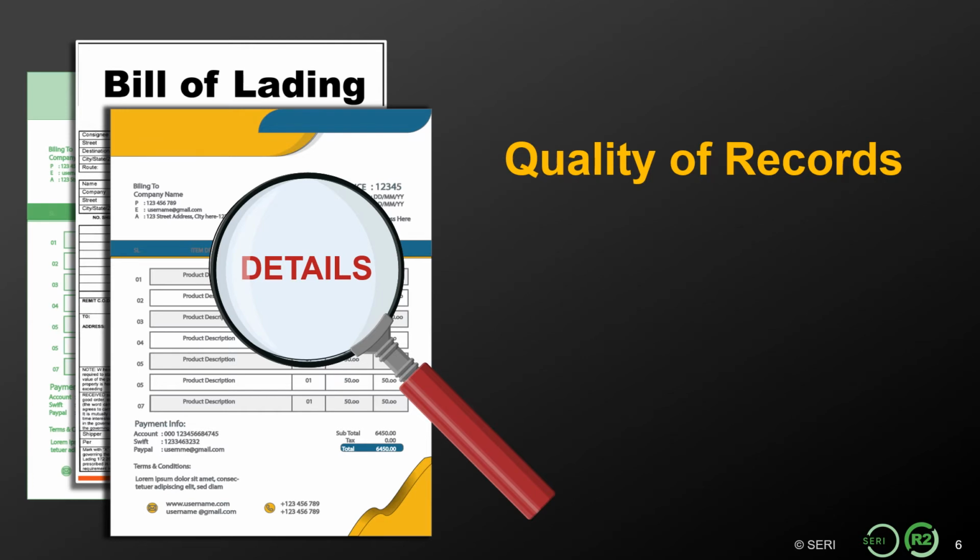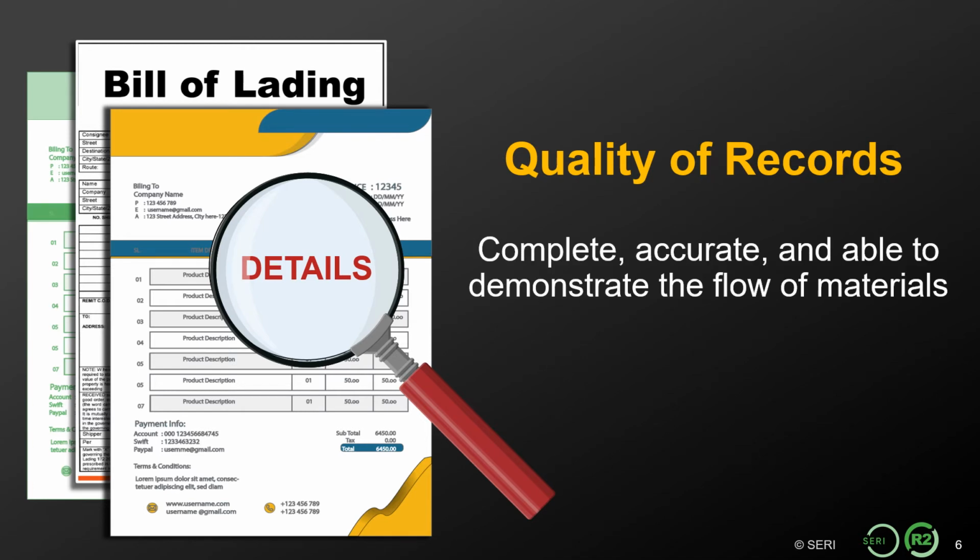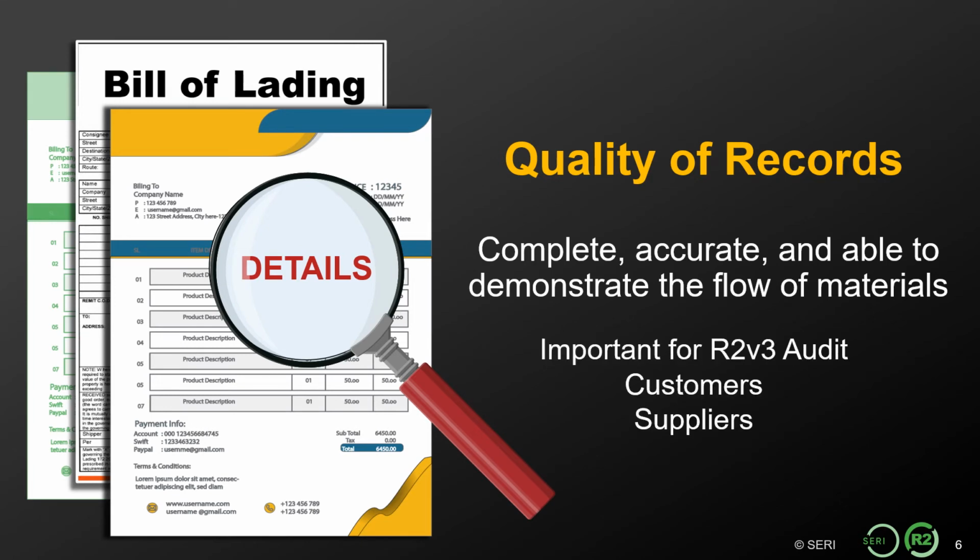Effective tracking of throughput is more than just collecting records. It is ensuring that the information on the records is complete, accurate, and able to demonstrate the flow of material streams under the facility's control. Quality records are essential for transparency and traceability of throughput. This is important not only for an R2 audit, but customers and suppliers sometimes want to see this information as well. They often need assurance of the secure, responsible management of all electronic material they entrust to an R2 certified company.